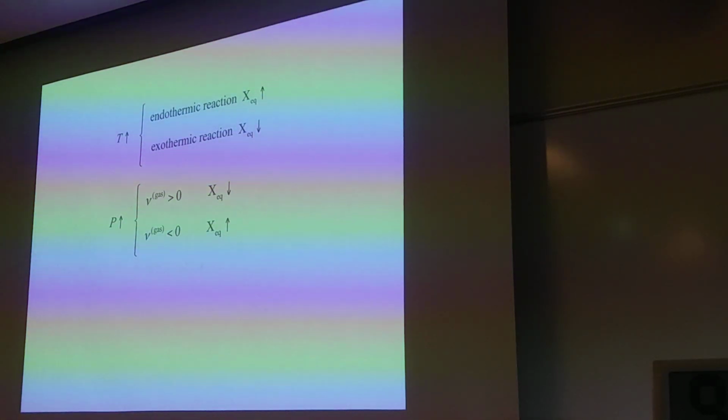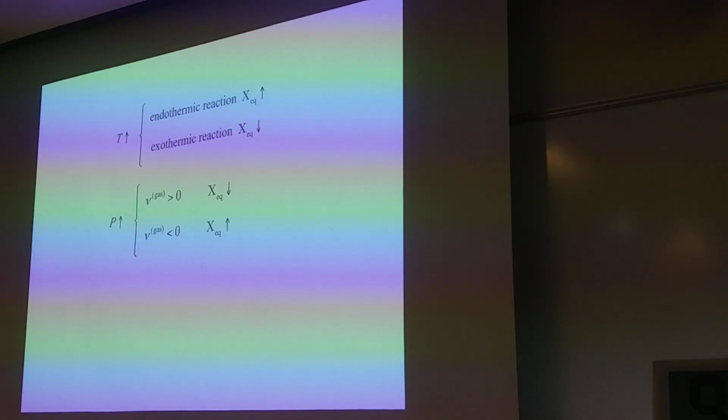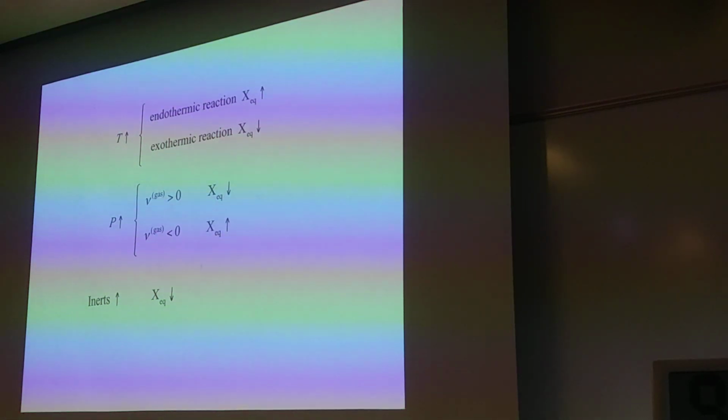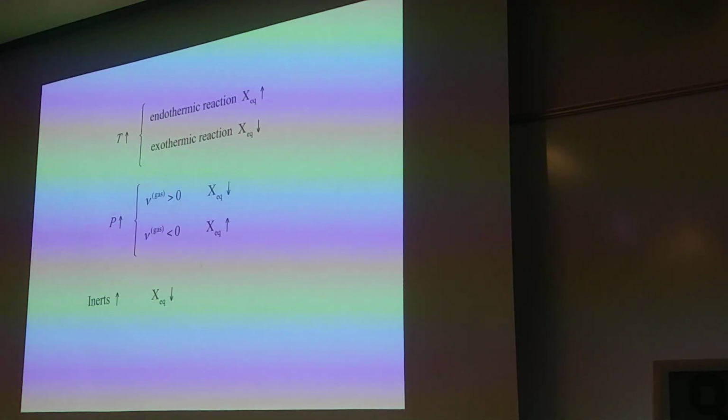As the pressure goes up, if the stoichiometric number of the reaction for just the gas phase components is greater than 0, then the conversion goes down. Whereas if that stoichiometric number for the gas phase components is negative, then an increase in pressure will actually increase the conversion that we achieve. And that was in line with the example that I went through. And then if I have inerts present, they will always decrease the amount of conversion in proportion to the amount that you have, other factors being equal.